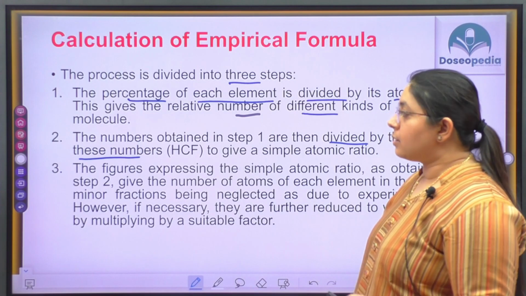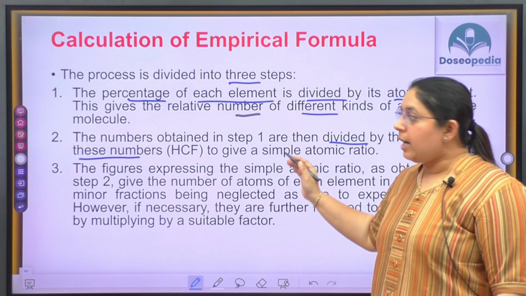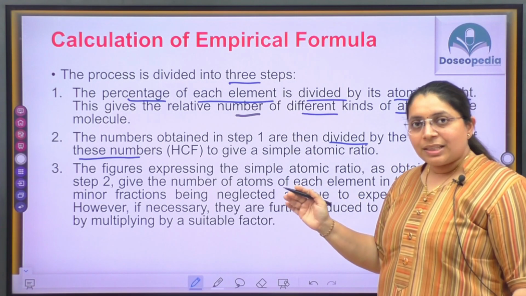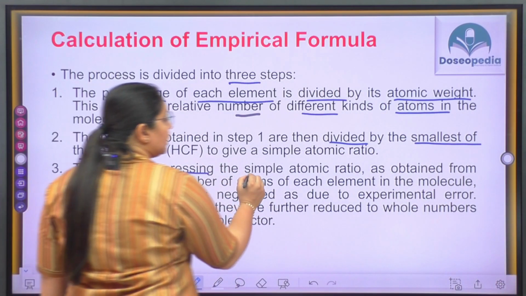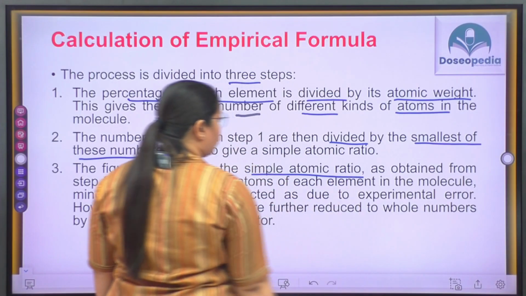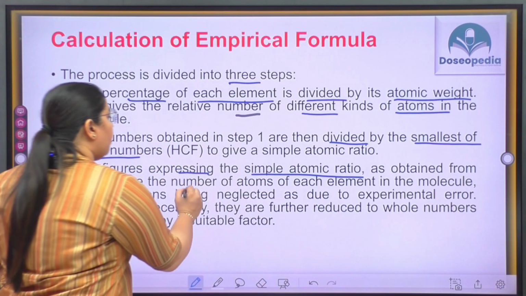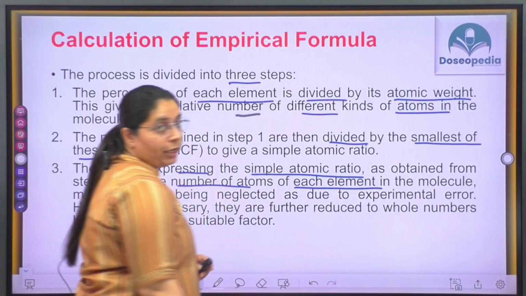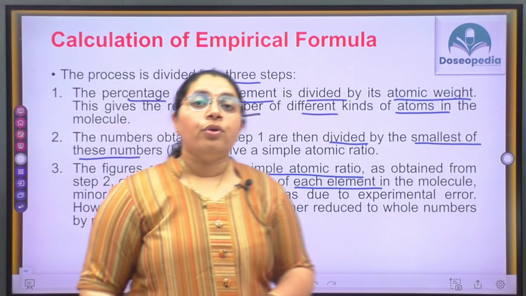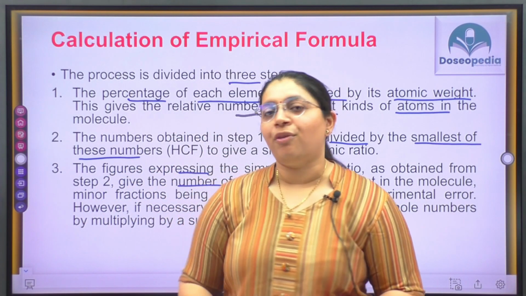And the last step. Now you have again some numbers from step 2. These figures will express the simple atomic ratio, so it will give you the number of atoms of each element in the molecule. Now, do you want to calculate with an example? Yes, let's go for that.